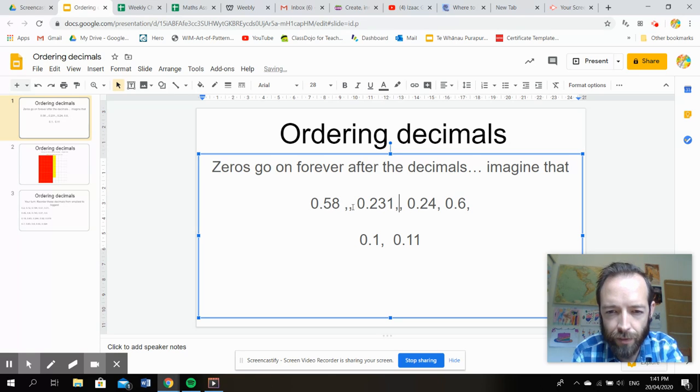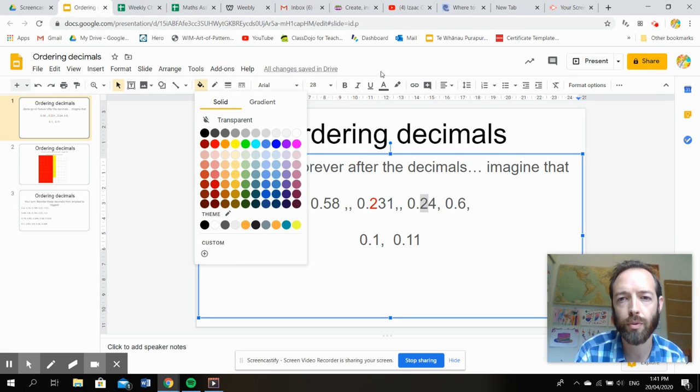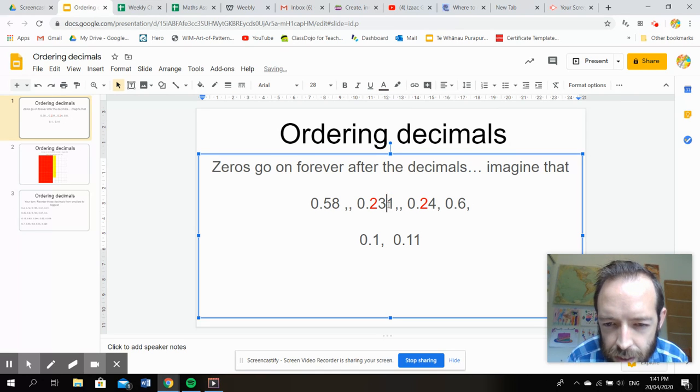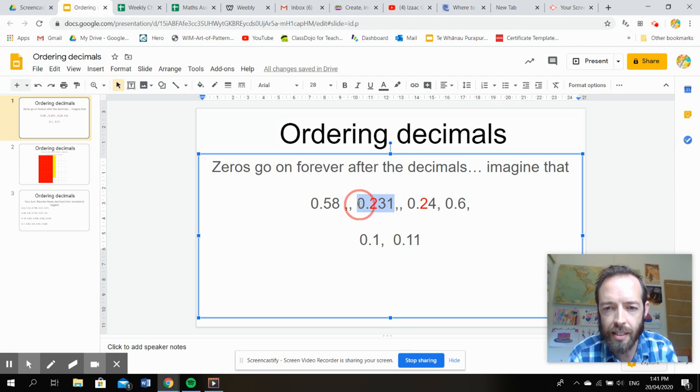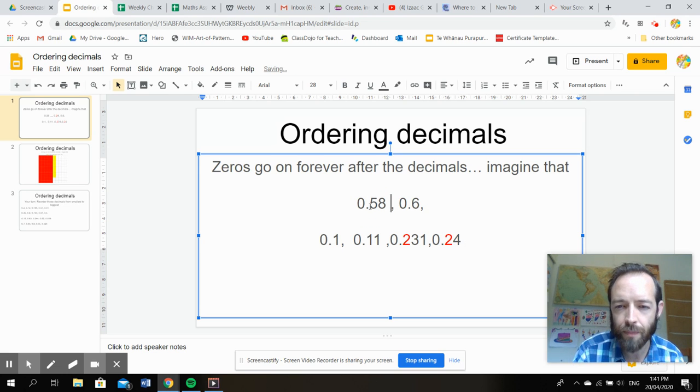I'm left with 0.58, 0.2, 0.1, 0.2, 0.4, 0.6. And I'm really just going to look at the first number. So it's 5, 2, 2, 6. It's going to be one of these two. And since the 2 is the same in both, I can't decide based on the 2. I'm going to decide on the next place value. The next digit in this case is 3 and 4. Well, what's bigger? It's going to be 0.24 that is bigger, so this is the next number in the list. I put that one in there. I know this one by default is going to be the next one, and I'm left with 0.58 and 0.6.